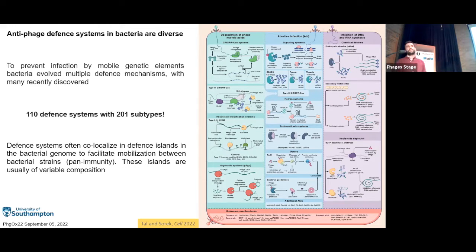However, nowadays, there's 110 defense systems. Of these systems, there's 201 subtypes. And all of these systems occur in what are called defense islands. These defense islands are regions that are non-randomly located in the genome where different defense mechanisms are being found. And what these systems are doing in this composition, in this diversity that we find in these islands, is not yet very well understood.